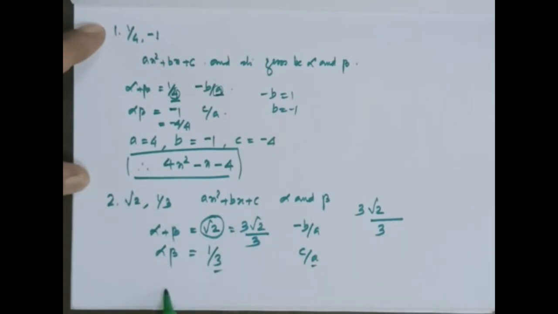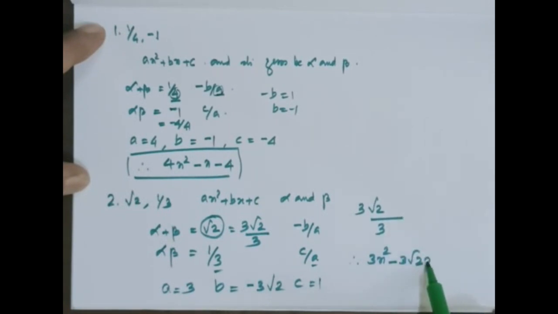So what is the value of a? a equal to 3. What is the value of b? Minus b equal to 3 root 2, so b equal to minus 3 root 2, and c equal to 1. So therefore the polynomial is 3x square minus 3 root 2 x plus 1.